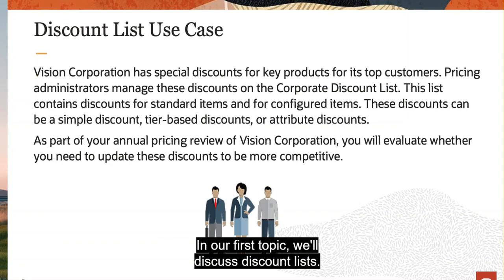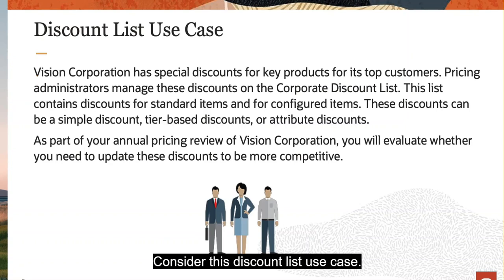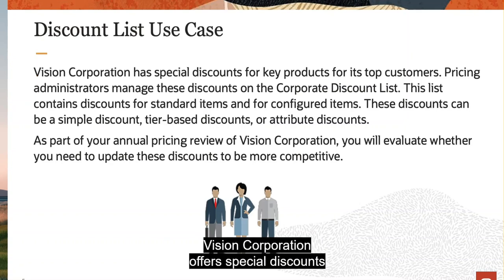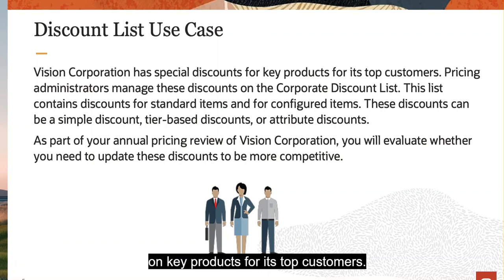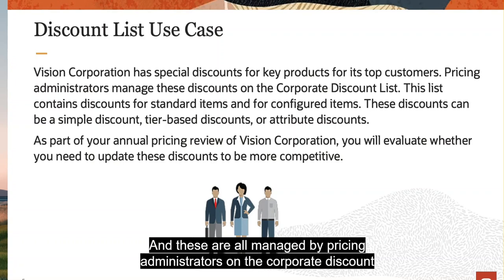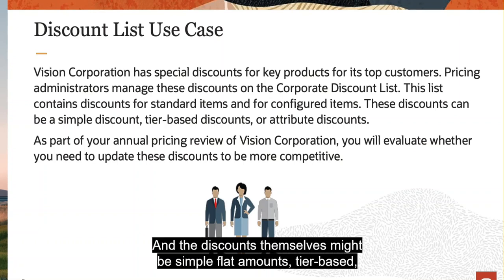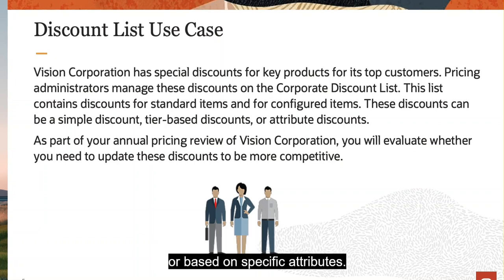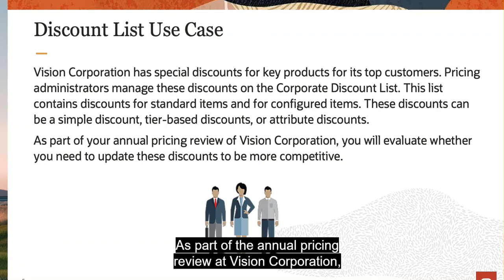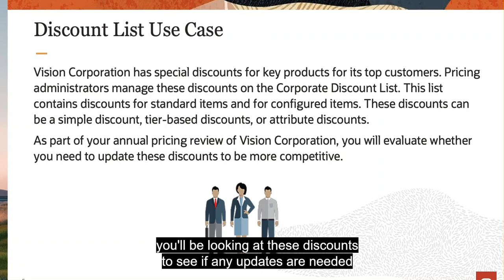Consider this discount list use case. Vision Corporation offers special discounts on key products for its top customers, and these are all managed by pricing administrators on the corporate discount list. This list includes discounts for both standard and configured items, and the discounts themselves might be simple flat amounts, tier-based, or based on specific attributes. As part of the annual pricing review at Vision Corporation, you'll be looking at these discounts to see if any updates are needed to stay competitive in the market.